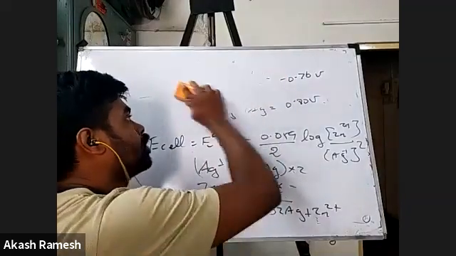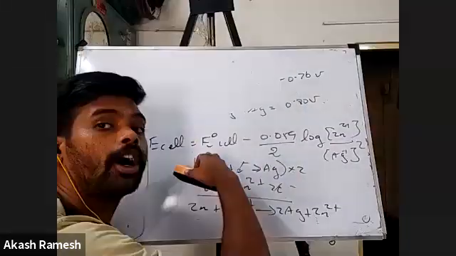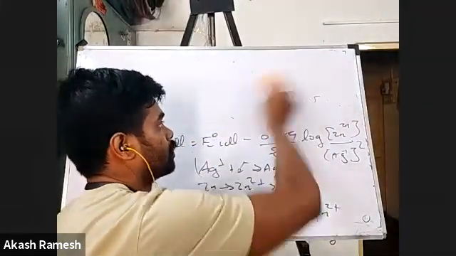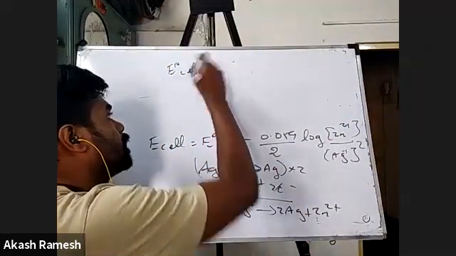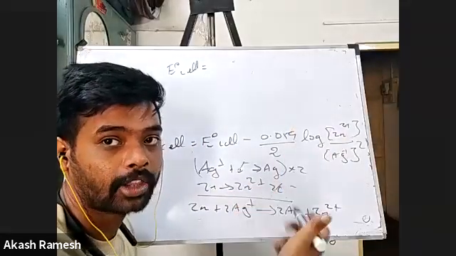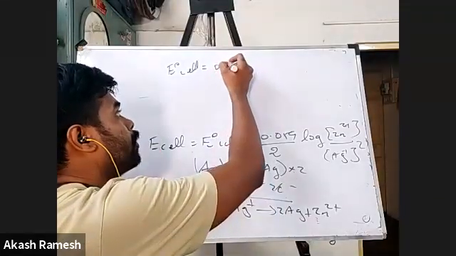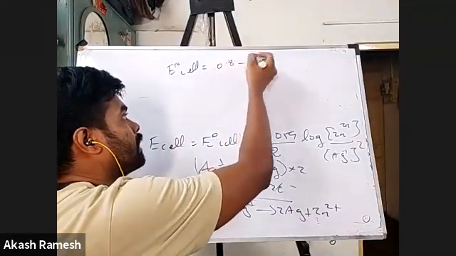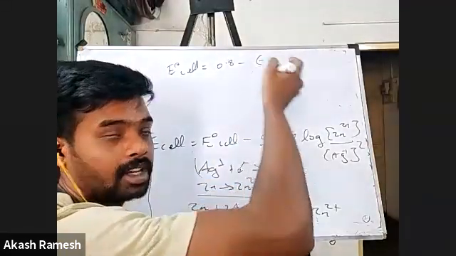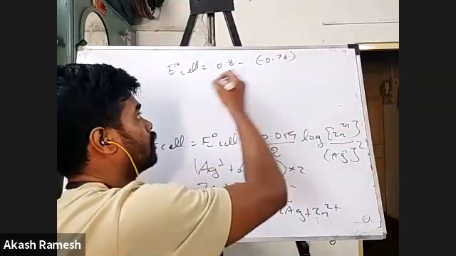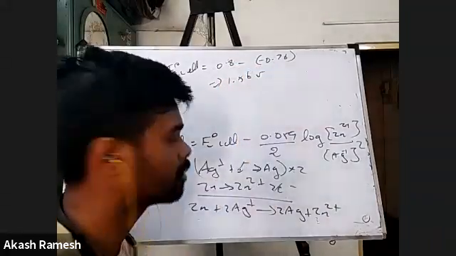For calculating E naught cell, only these values are given to me. E naught cell will be equal to E cathode minus E anode. Cathode is reduction, and Ag is undergoing reduction, so it is 0.8 minus, zinc is getting oxidized, that comes in the anode, which is minus 0.76. So 0.8 plus 0.76 becomes 1.56 volts.